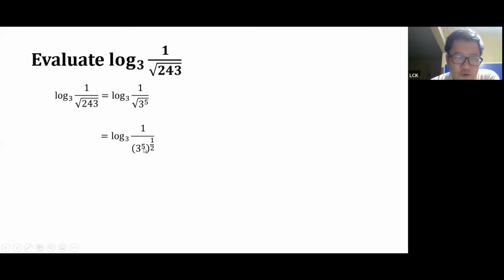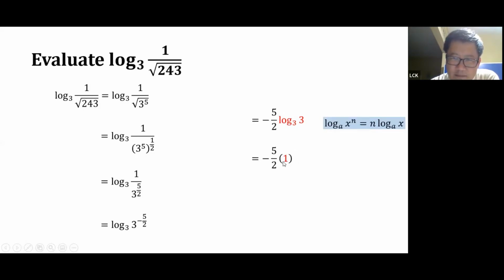All right, and you use your rules of indices. This is 5 times half. So you have 5 times half is 5 over 2. And bring that to the top. So that's 3 to the power of minus 5 over 2. And once you have brought that to the top, you can bring this over to the front. So that's minus 5 over 2 log base 3 of 3. And that's our familiar 1 here. This equals 1. So that's minus 5 over 2 times 1. All right. And that's simply just minus 5 over 2.